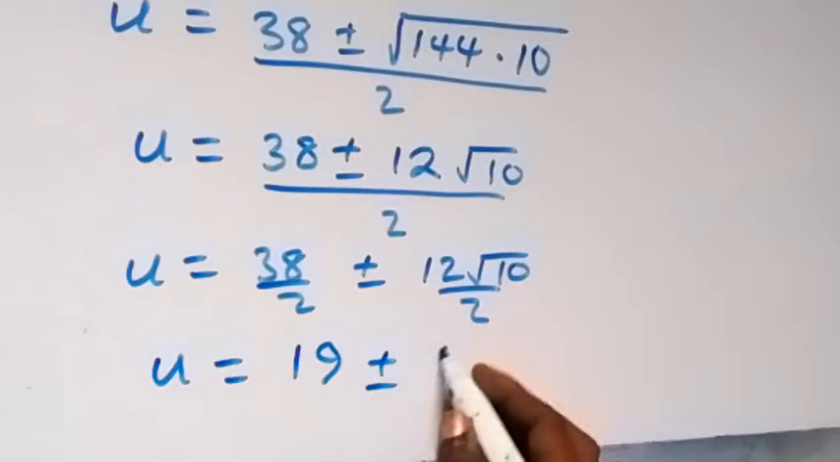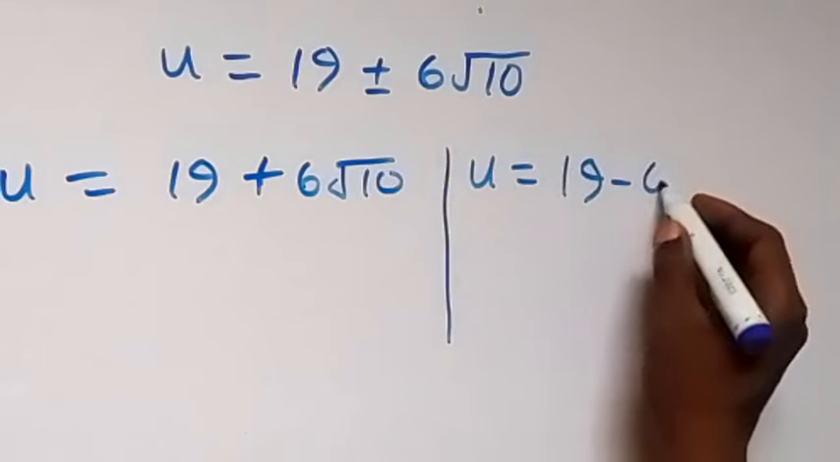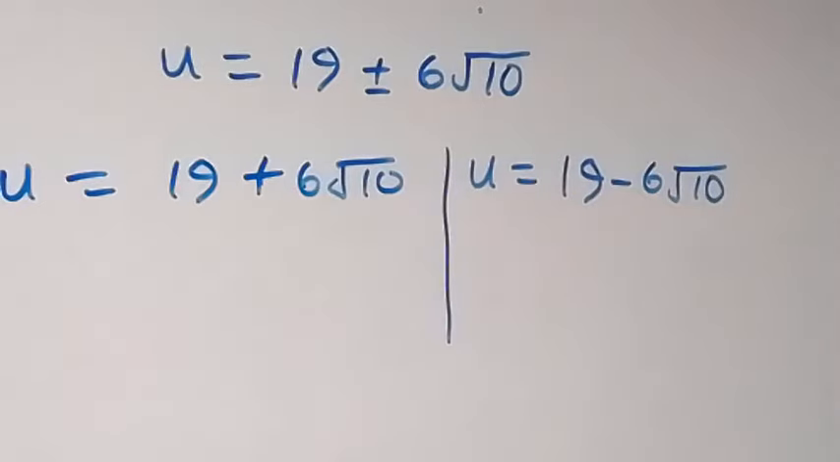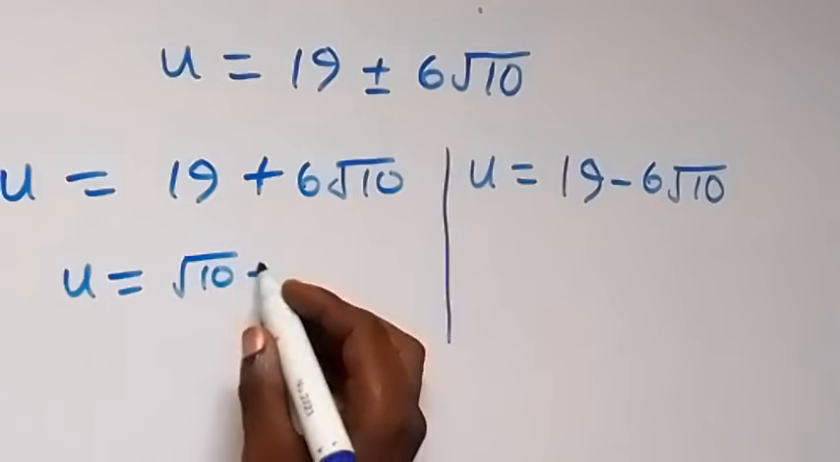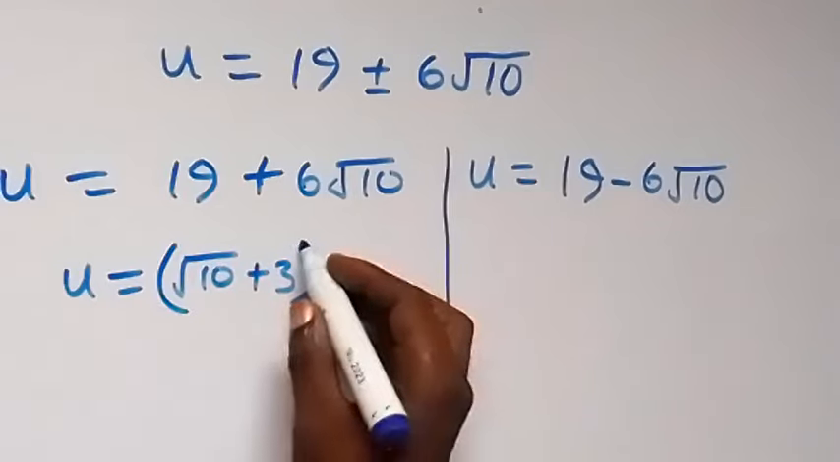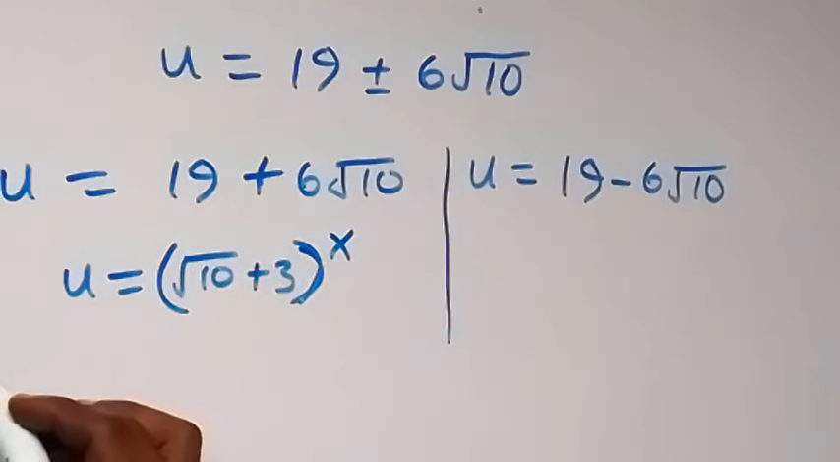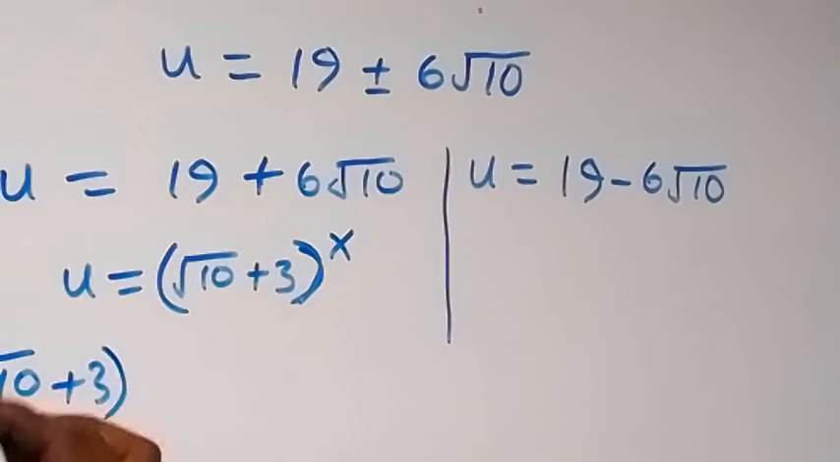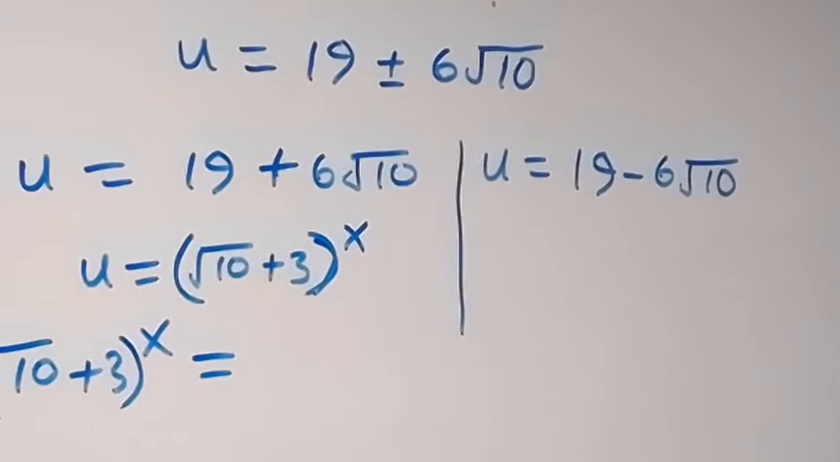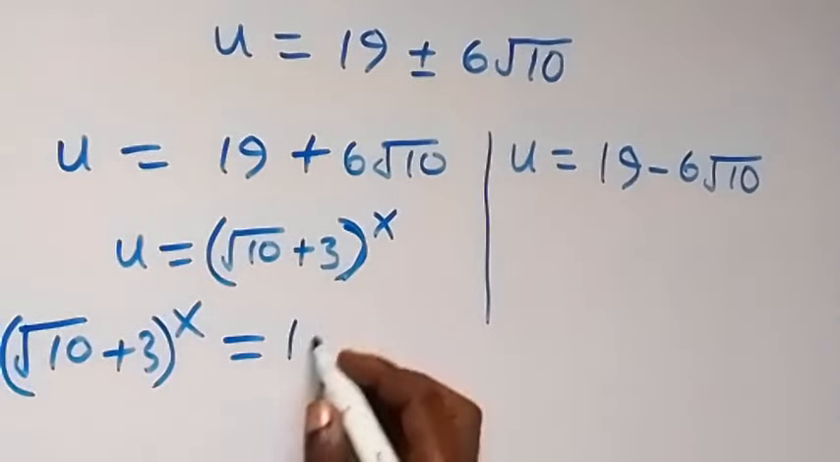First one, we have u equals 19 plus 6 root 10, and also we have u equals 19 minus 6 root 10. Let's recall that we let u equals root 10 plus 3 all raised to power x. Then it implies that root 10 plus 3 all raised to power x now equals, on this side, 19 plus 6 root 10.